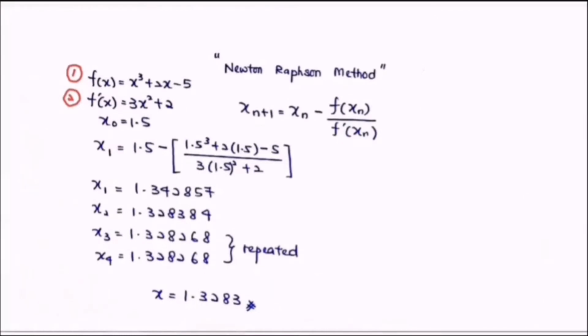Then is to look for the x naught. So how to determine the x naught? If we refer to the searching for sign change, we have the root in between 1 and 2. So kindly locate the midpoint, meaning 1 plus 2 over 2. So we will have 1.5. So this is what we call the x naught, just an estimation. Next, kindly refer to the formula.